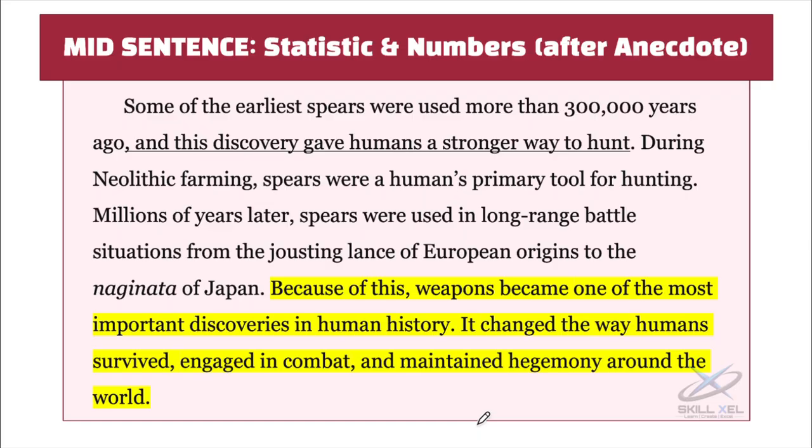Also, in the mid sentence, this is a pretty interesting paragraph. So just take a look at the statistic here. The statistic is actually more like a number. We're going to go with numbers this time. So some of the earliest spears were used more than 300,000 years ago, and this discovery gave humans a stronger way to hunt. By saying this, of course, you do need the citation, right?